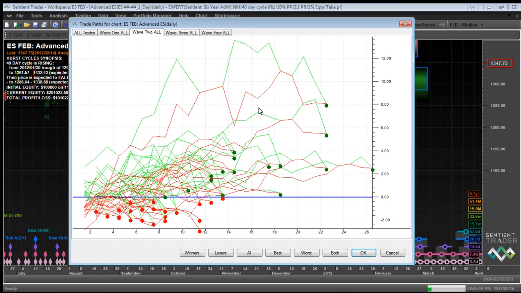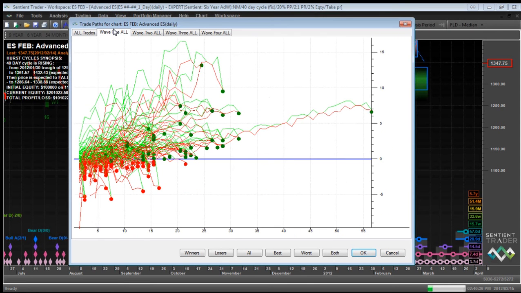Well, when you're trading the market on the basis of cycles, something very interesting happens, and that is that your equity, your profit or loss, your trade path, contains all the cycles shorter than the cycle that you're trading. If you're in a 40-day cycle trade, let's say a wave 1 40-day cycle trade, it will probably last on average for 10 to 15 days.